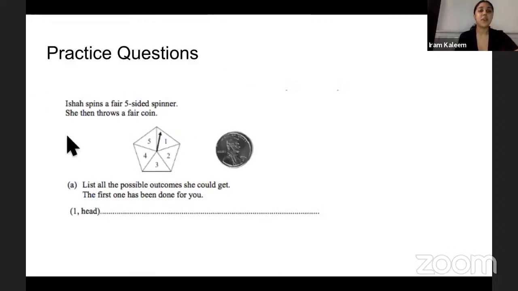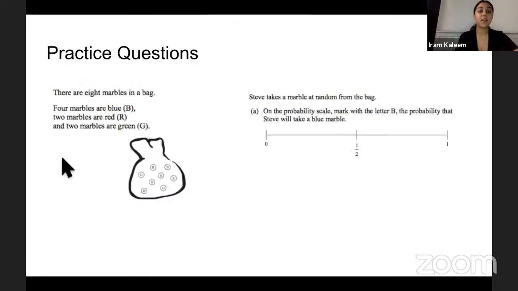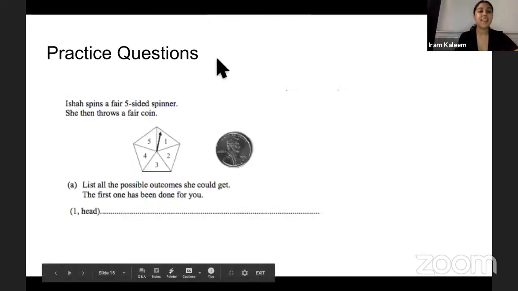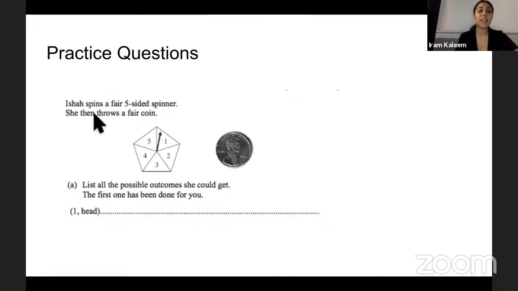All right, so this is another question with a spinner. But this time we're going to be listing outcomes. So Isha spins a fair 5-sided spinner. She then throws a fair coin. List all the possible outcomes she could get. The first one has been done for you. So this is kind of similar to the example with the dice, except we're using a spinner. Not too different. I'll give you a few moments to list all the possible outcomes for this.